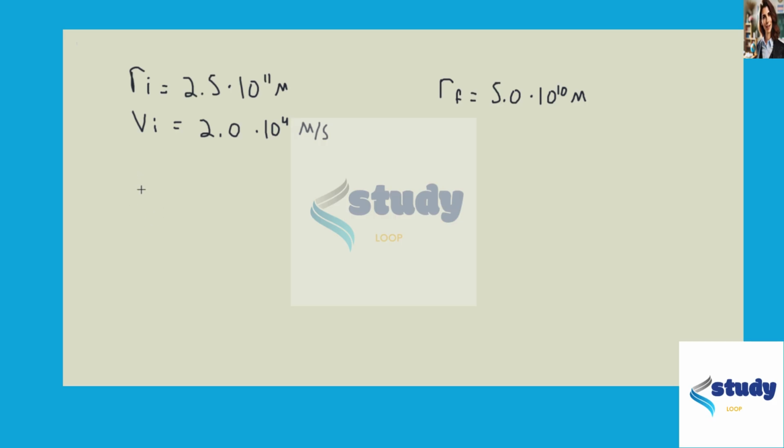So we'll set up that E initial equals E final. And there's no external forces acting here, so we have no external work. So we just have then our initial potential energy plus our initial kinetic energy equals the final potential and the final kinetic energy.